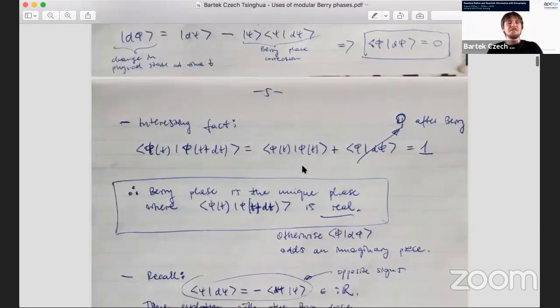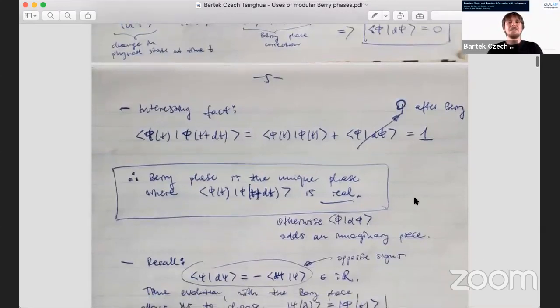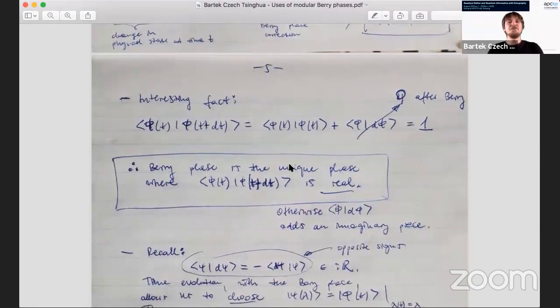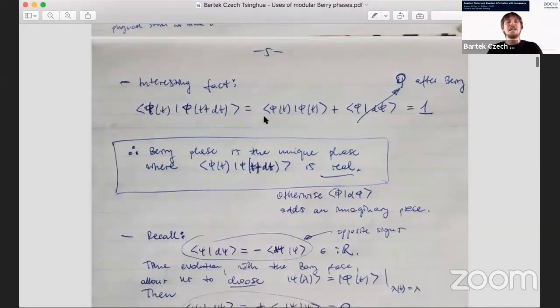So the Berry phase, let's see what this equation is telling us. This equation is really telling us that the Berry phase is the unique phase such that the inner product of the state right now and the state little dt later is going to be real. Any other phase would have given us some non-zero value here, but we already know that this is always imaginary. So whatever other phase we could have had, the inner product wouldn't be real. It would be 1 plus something imaginary. It's only the Berry phase that allows this inner product to be 1 and real.